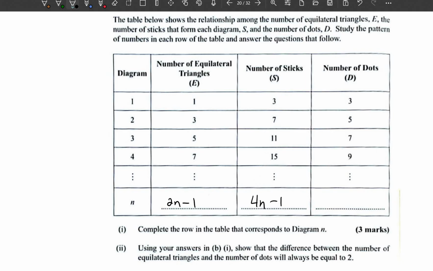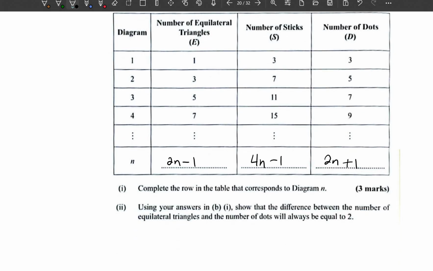Right, the number of dots, we go from 3 to 5, 5 to 7, 7 to 9, we increase by 2 each time, that's going to be 2n, and we then have to add 1, because 2 by 1 is 2, plus 1 is 3, 2 by 2 is 4, plus 1 is 5. So this is going to be 2n plus 1.